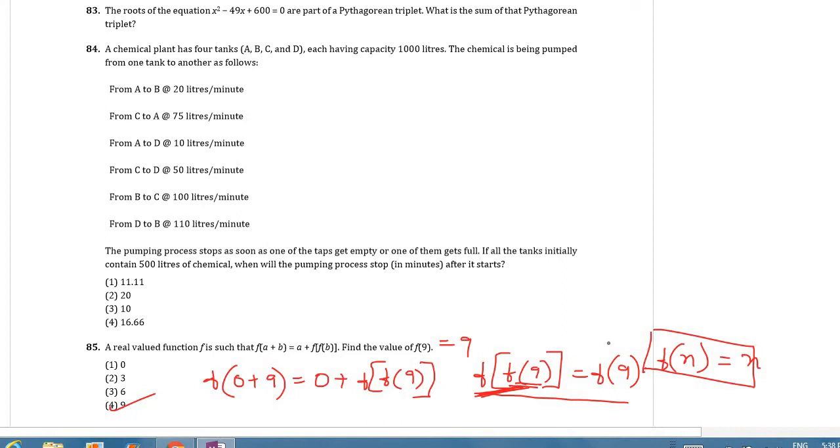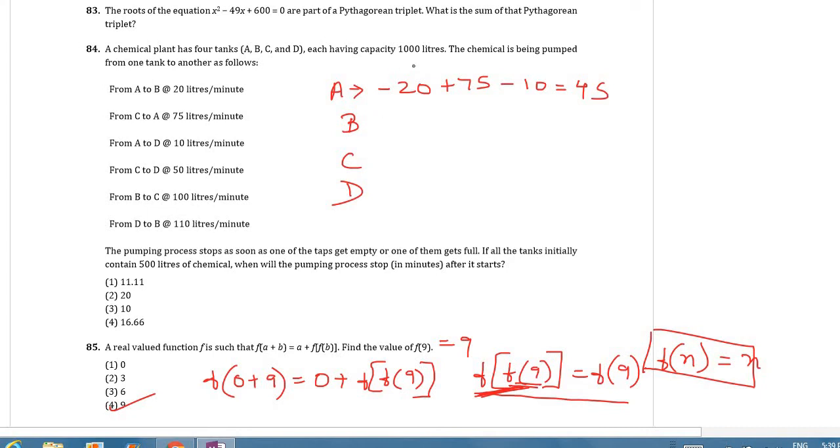Whereas if I look at question number 84, that's based purely on a shortcut. It looks like a long IFT question. There are 4 tanks having so and so capacity, water is being pumped, whatever. And the process stops as soon as one of the tanks gets empty or full. Now here the key is simply understanding what is the net amount of water coming in or going out of a tank. So for A, let's say it would be minus 20 plus 75 minus 10, which is nothing but 45. Similarly, you can find it for B, C and D.